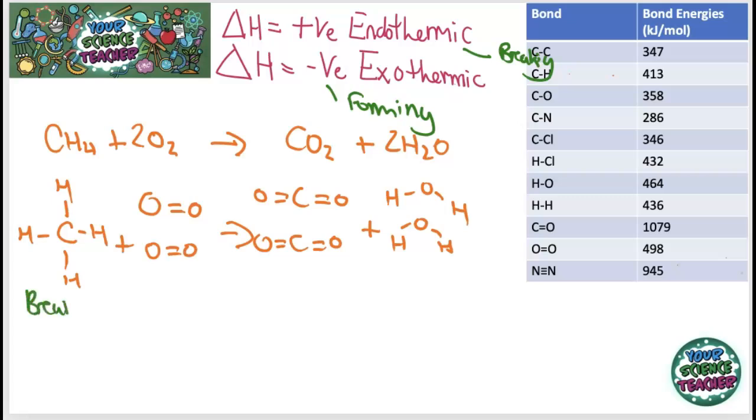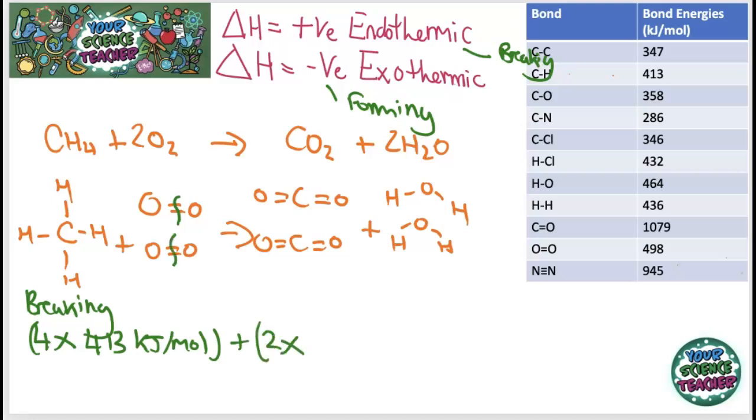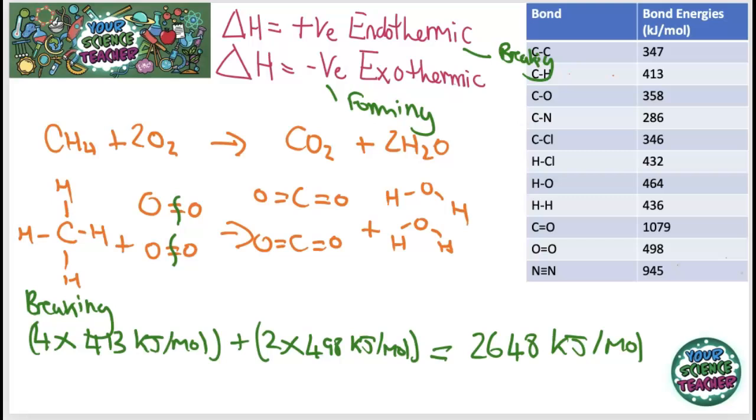So what is going on with the breaking? Let's have a look. So I've got 4 CH bonds, so that's going to be 4 times CH on the table, which is 413 kilojoules per mole. And I'm also going to add to that, there's 2 bonds here, which I'm going to have to break as well. So 2 times my O=O, which is 498 kilojoules per mole. And if I add them together, I get 2,648 kilojoules per mole.